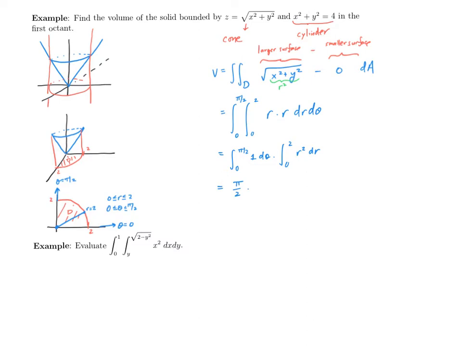The antiderivative of r squared is 1/3 r cubed, from 0 to 2, so we substitute in 2, we put a minus sign, we substitute in 0. And you can most definitely leave this as 8 pi over 6, and there's certainly nothing wrong with writing it as 4 pi over 3.